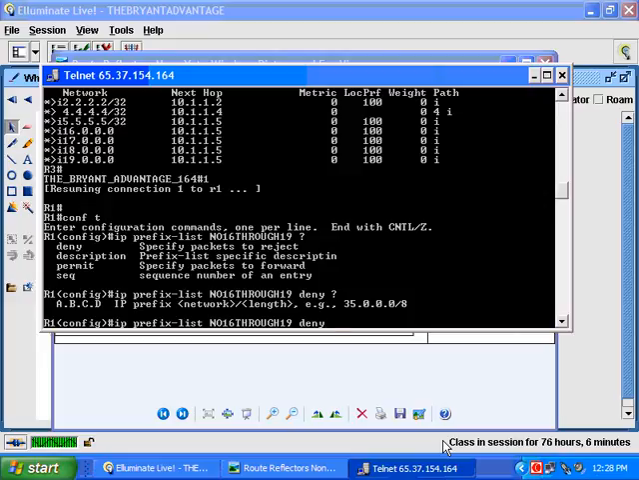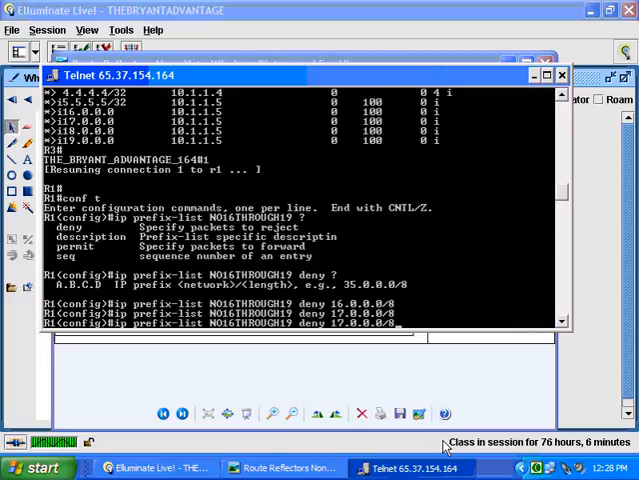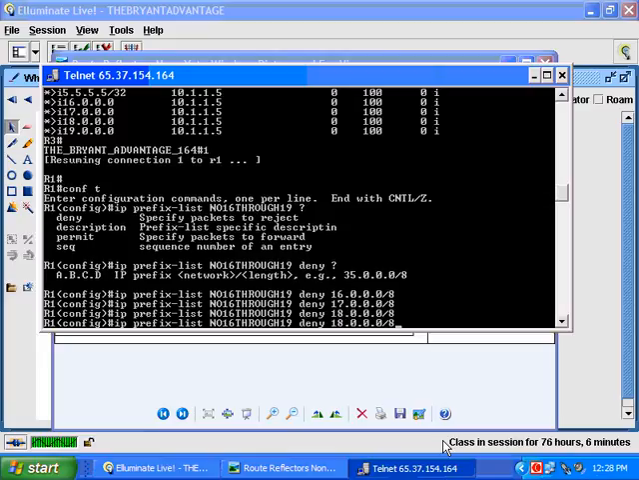IP prefix-list, and the name of the list, then a deny statement, and we're going to put in 16.0.0.0/8, and that is attached there at the end. And I'm going to use my up arrow so I don't have to do all that typing, and just use 17 right there. I'm going to use my up arrow again to repeat the previous command. Go in and change that to 18 and 19.